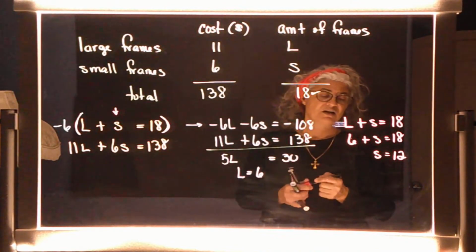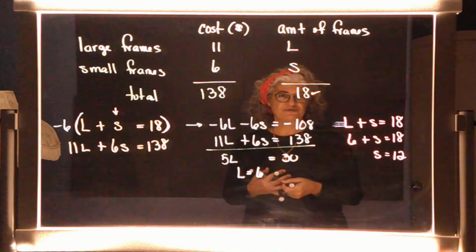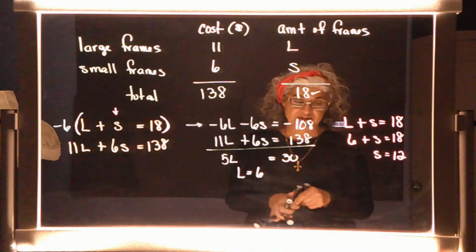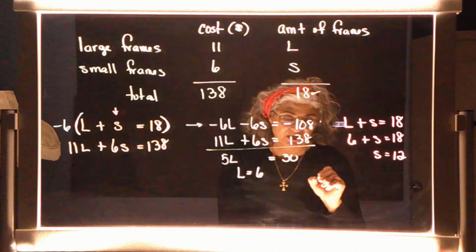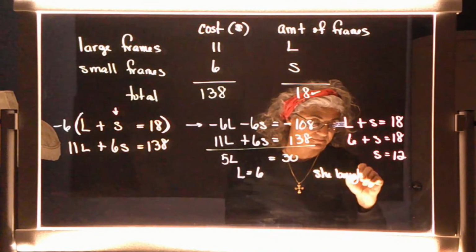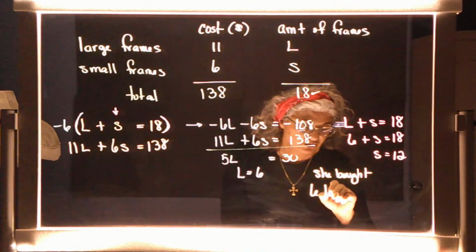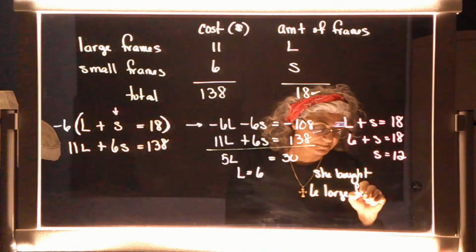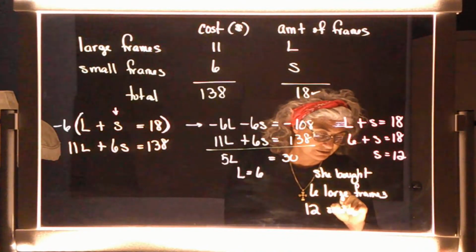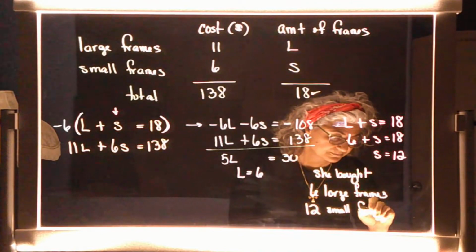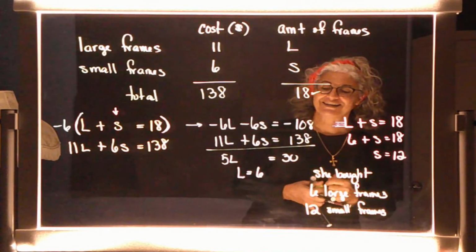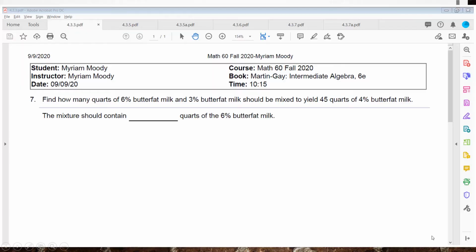Good? Okay, so what did L stand for? The number of large frames. So it looks like she bought 6 large frames and 12 small frames. Good? Okay, hang in there. I'll be right back with another one.